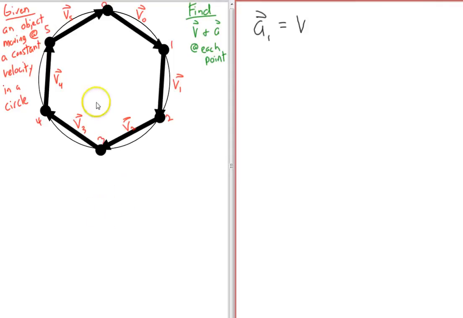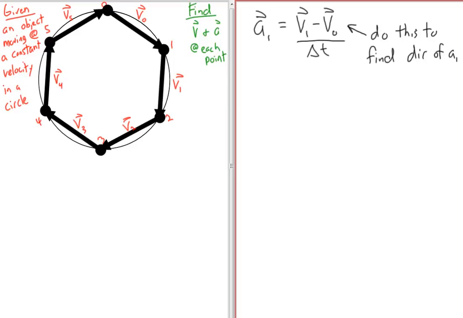Then what we need to do is now we're going to find the acceleration vector, and we're going to first focus in on this point right here, point 1, or the location called 1. And we'll write the formula. The acceleration at 1 is equal to v1 minus v0 over delta t. That's our formula, our vector formula for acceleration.